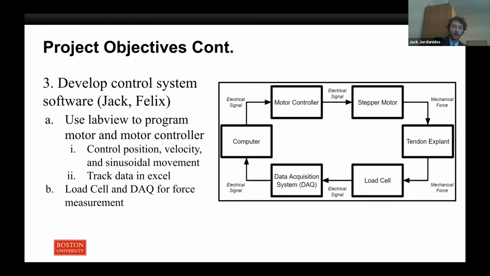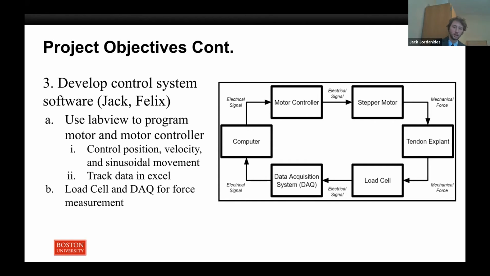And then that back half of the circuit basically involves reading the load on the tendon. For that, we set up a load cell, which changes its electrical output in response to the force it feels. So it's essentially a scale. We chose a highly precise load cell that measured load on the tendon when the motor moved.